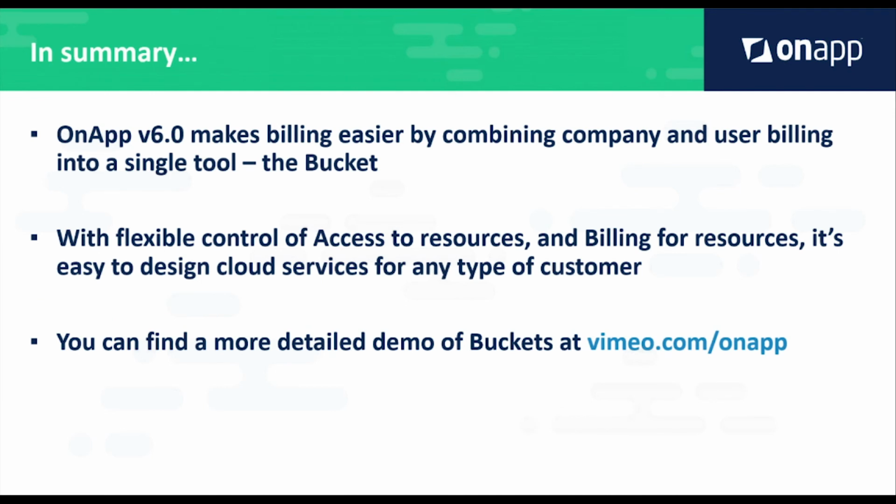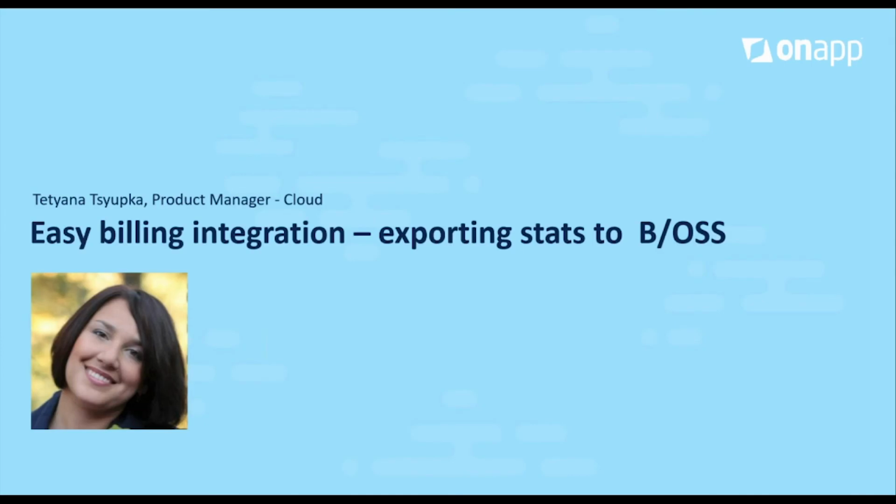Just to recap, OnApp 6.0 makes it easy to bill your individual customers and companies. OnApp is flexible to control access to every part of your infrastructure. And with buckets, you can charge your customers for any resource consumption. So now let's look at how you can export that billing data to other applications.